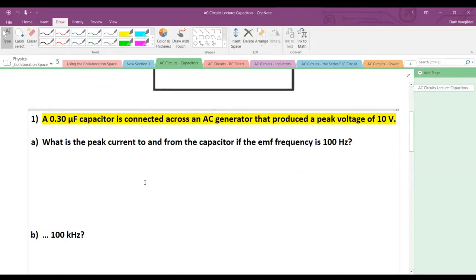So in that kind of simple circuit, you have a 0.3 microfarad capacitor connected to an AC generator, producing a peak voltage of 10 volts. What is the peak current to and from the capacitor if the EMF frequency is 100 hertz? So we have a formula that you would get from the reading, and we would write this reactance as an X value, or we use the capital X because R has already been used for resistor and whatnot.